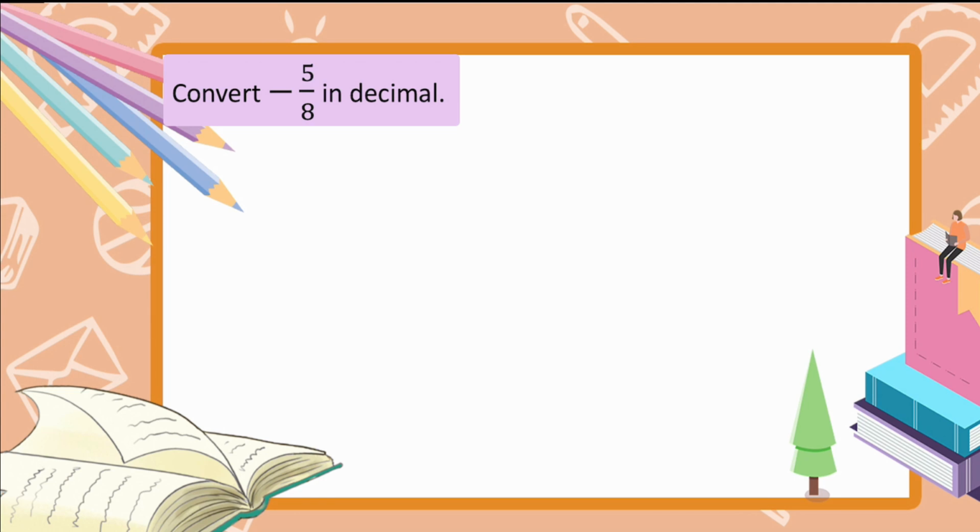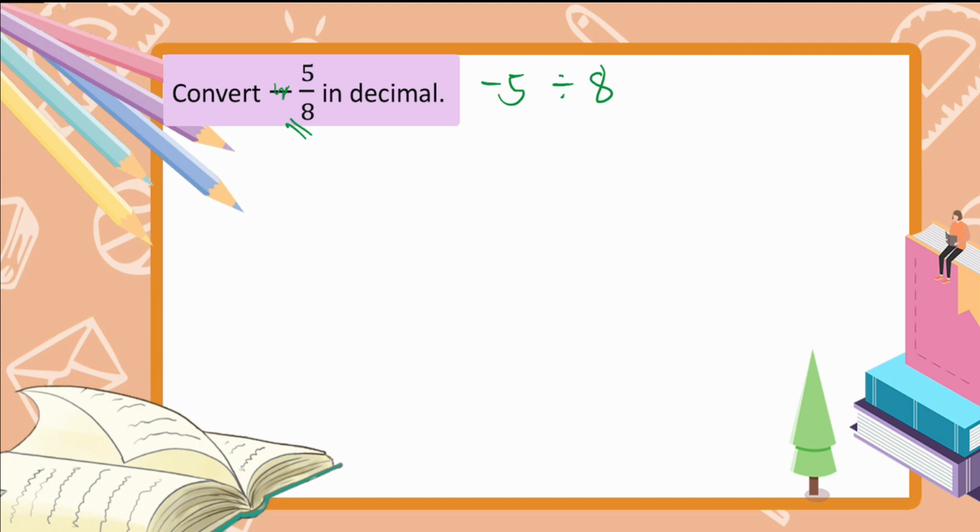How are we going to convert a fraction to decimal? Let's have this example here. Convert negative 5/8 to decimal. Remember that a fraction is just a division. So this negative 5/8 here is just negative 5 divided by 8. Yung nasa baba natin na 8, siya yung nasa labas ng ating division symbol, then si 5 naman yung nasa loob. Never mind muna yung negative.